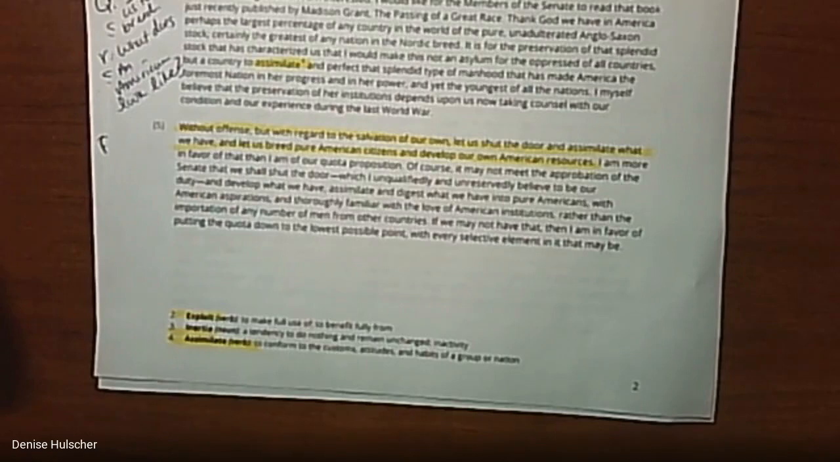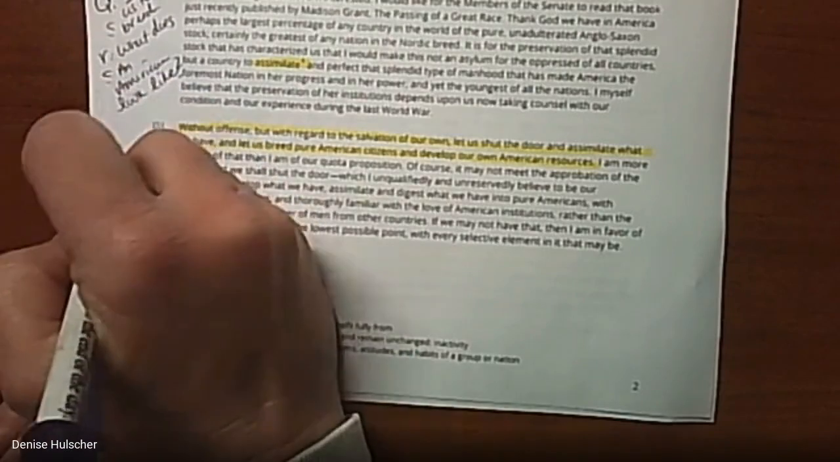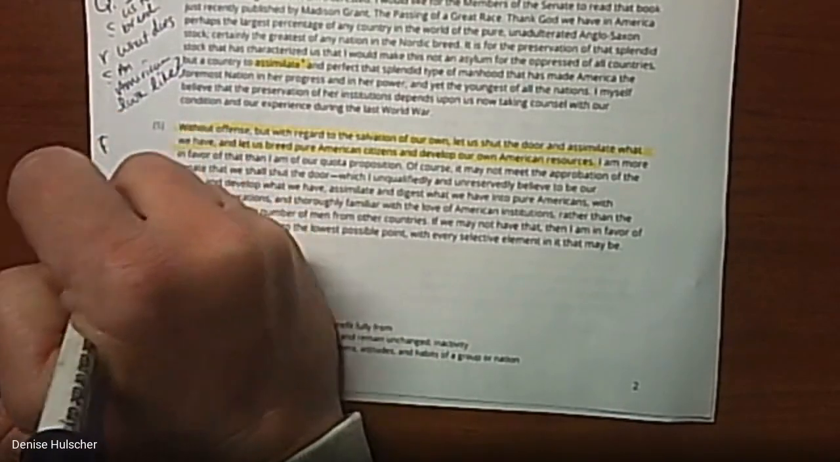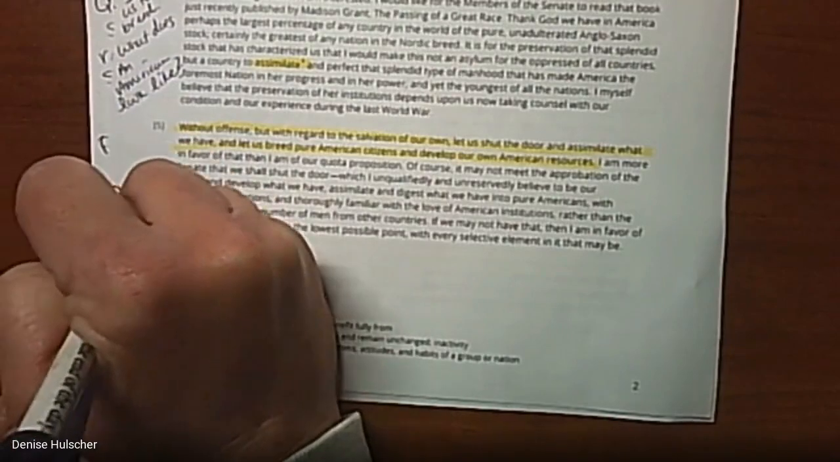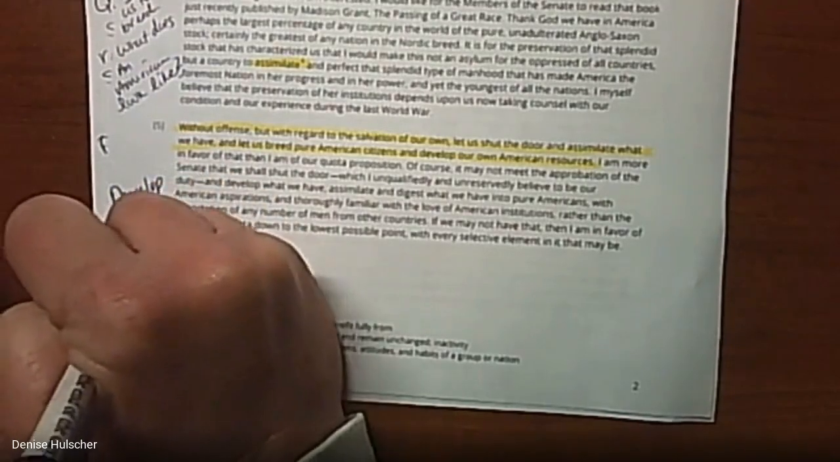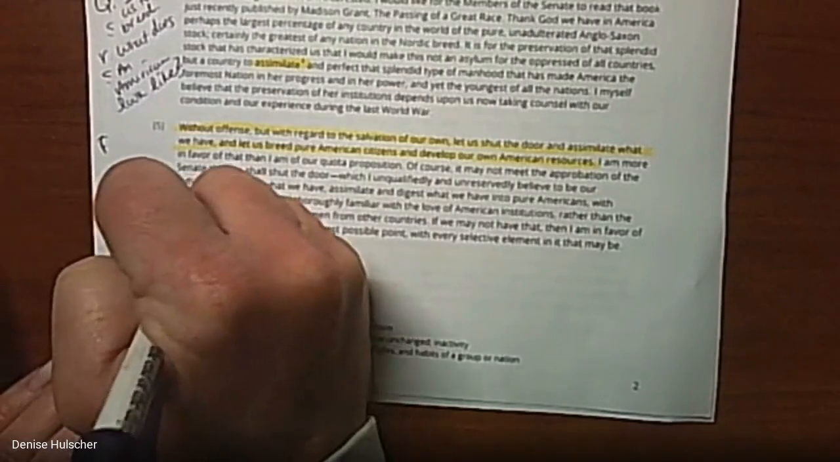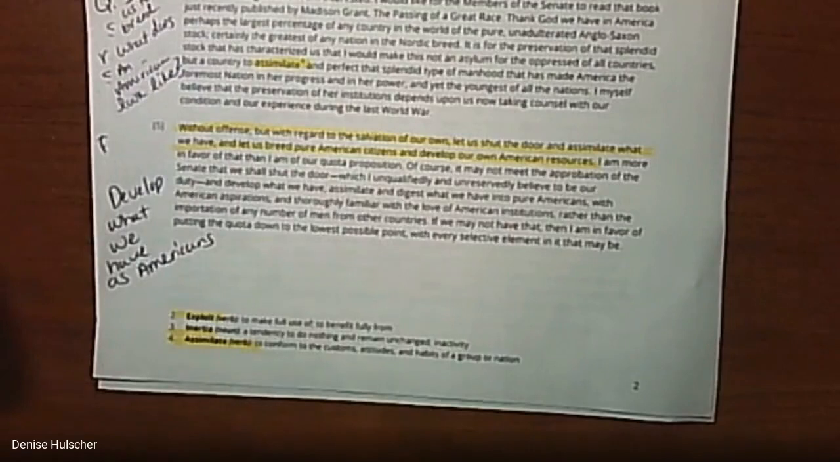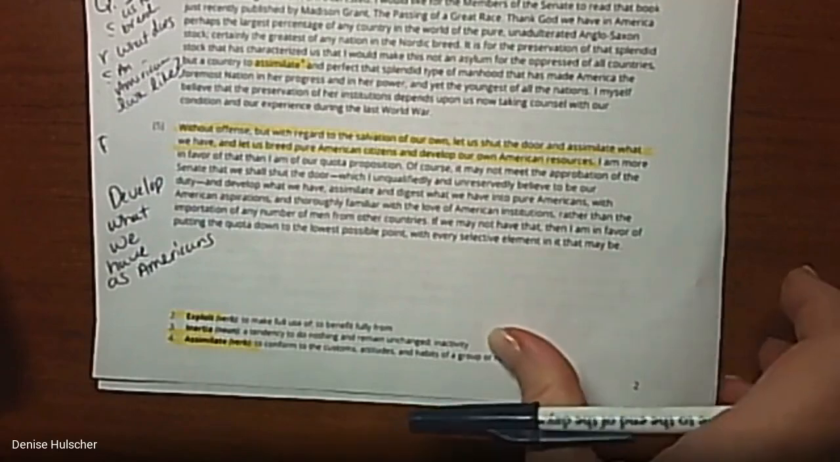And so what are we thinking would be a good central idea of that paragraph? Okay, are they wanting to develop what we have as Americans? And there they're referring to the people and to the land and the resources. Seeing that we are enough just as we are.